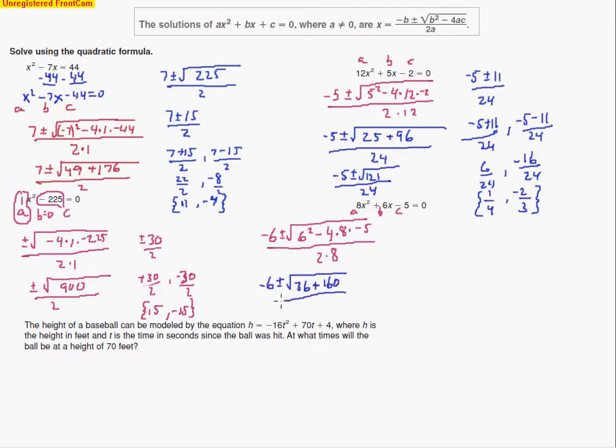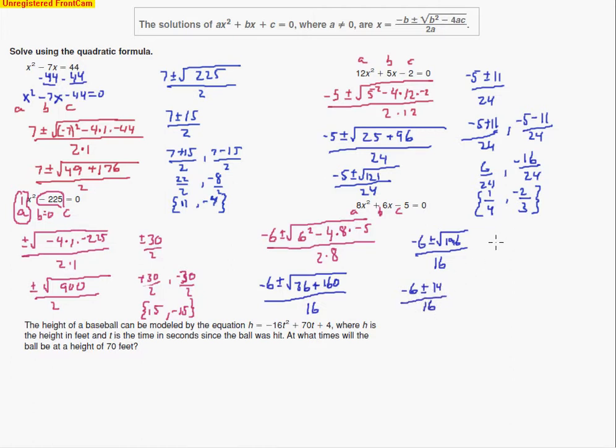This is all over 16. So we have to add some numbers there. We've got 160 plus the 36 gives us 196. So we get negative 6 plus or minus the square root of 196 all over 16. Now, if I wasn't able to take the square root, I would just leave it like that for now. But I am. It makes 14. So negative 6 plus or minus 14 all over 16.